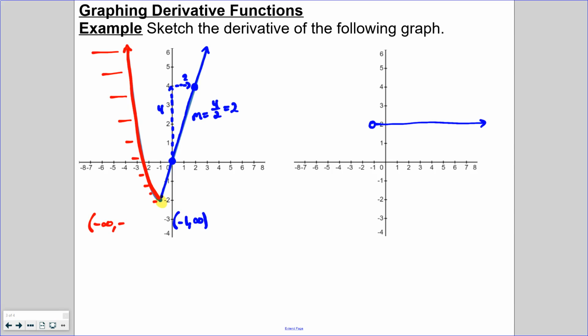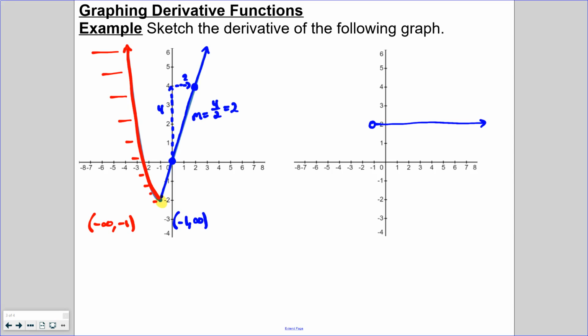Now, for the first piece, the parabolic piece, or our quadratic function, this is going to happen over -infinity to -1. Unfortunately, we don't know what the slope is. But as we talked about in previous videos, when we take the derivative, we go down a degree. So if we start with the quadratic function and go down a degree, we know it's going to be linear.